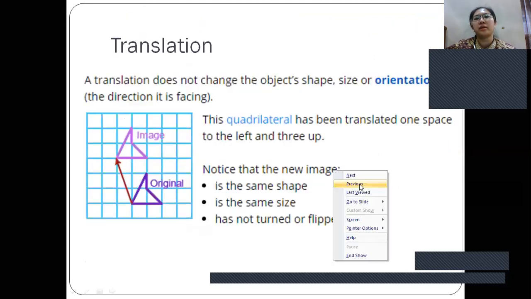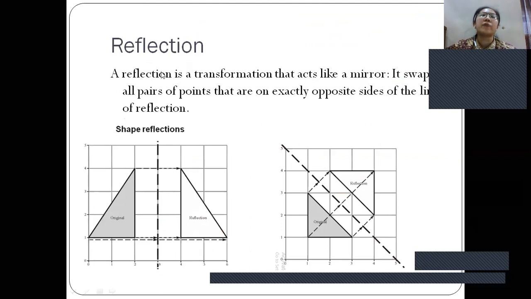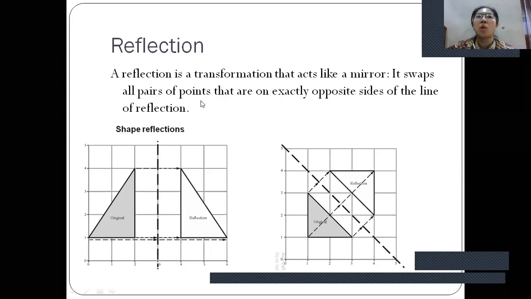Okay, reflection. So now we're going to reflection. What is reflection? Reflection is a transformation that acts like a mirror. It swaps pairs of points that are on exactly opposite sides of the line of reflection. So there are four characteristics of reflection. First, when you do reflection, the shape must be the same. So if this is a triangle, it should reflect into a triangle, just as if you are standing in front of your mirror.